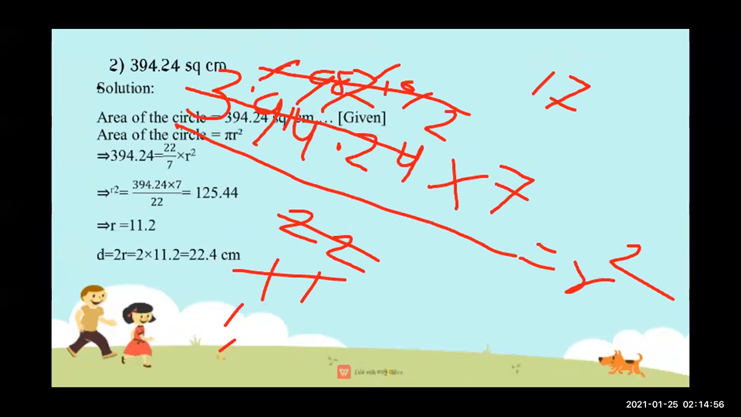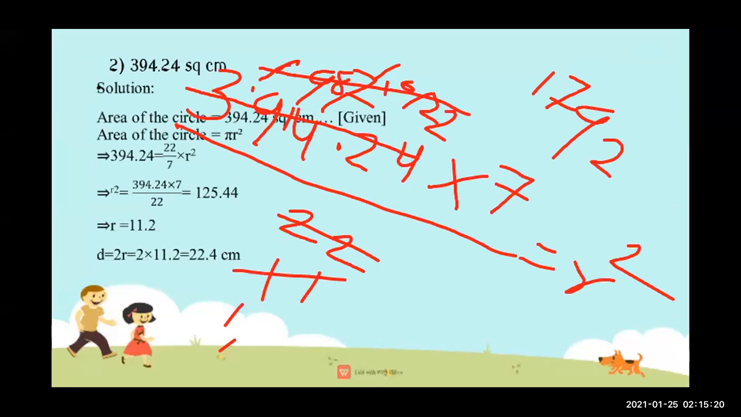How many times do I have to take it? Very good. 11 nines are 99. But here it is 101: 99, 100, 101. 2 will remain, so we will carry over here. It becomes 22. So 11 twos are 22.